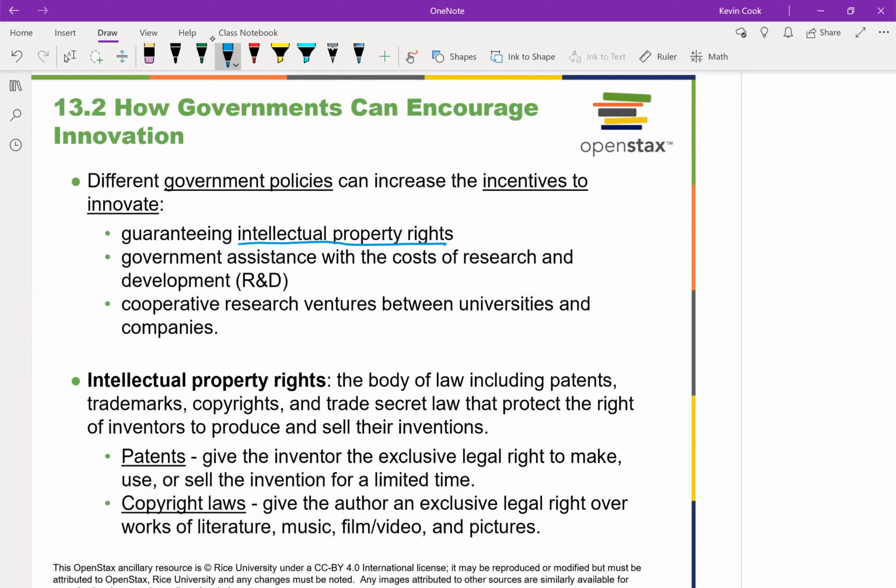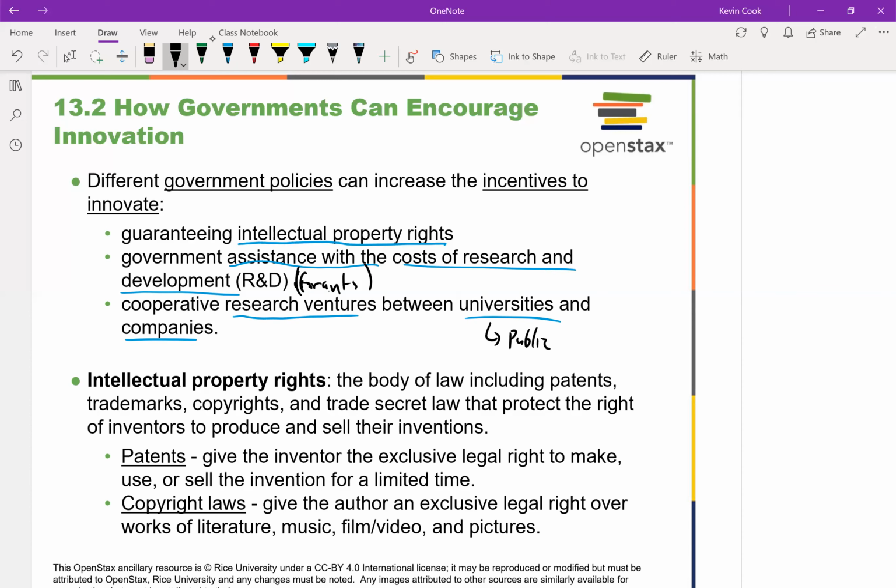One of the things we saw in the monopoly chapter. But also, maybe the government will assist with costs of research and development. So with this, we have things like grants that will come into play. And again, we'll dive more into these on Wednesday. And the third thing is maybe the government will help facilitate research ventures between universities and companies. So in this case, universities are public or government run, so your universities team up with the company to help provide research.